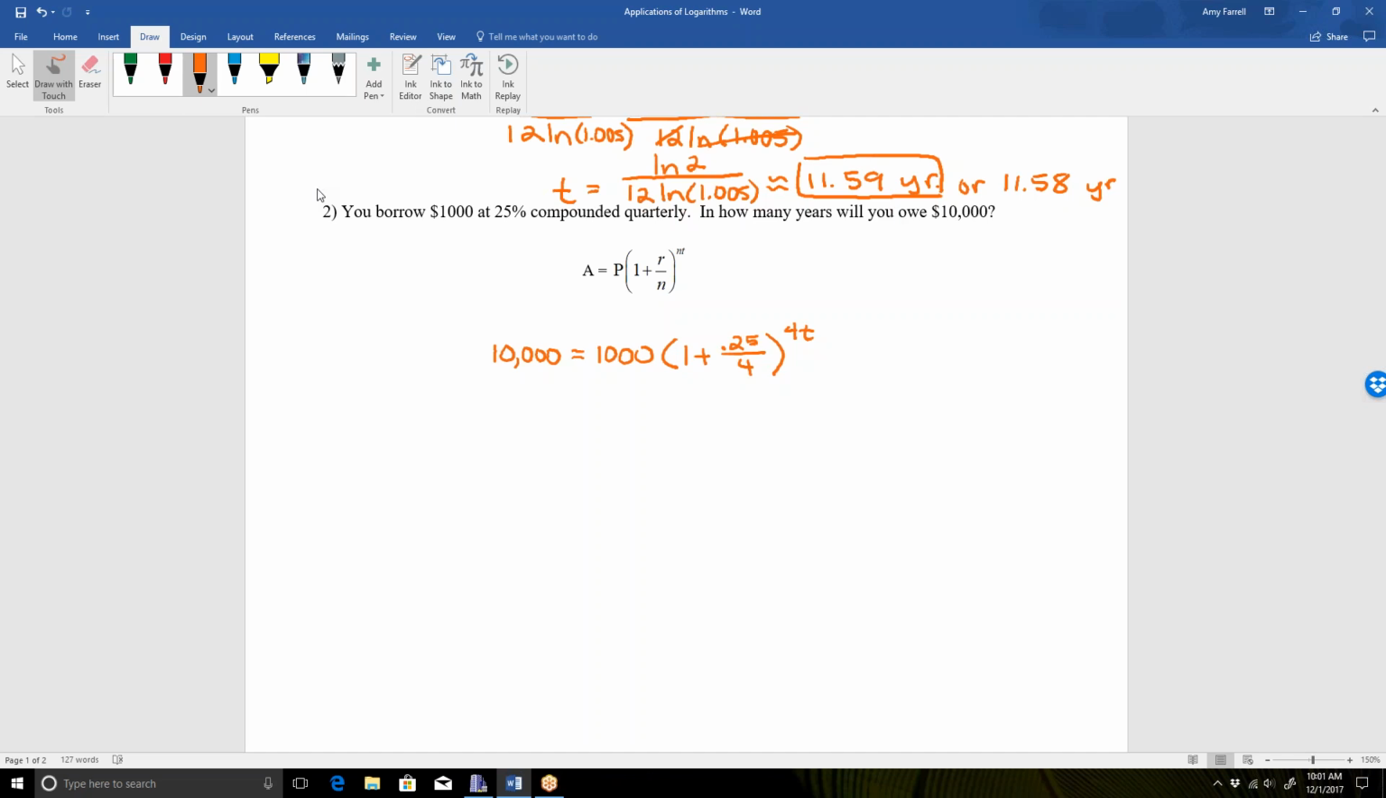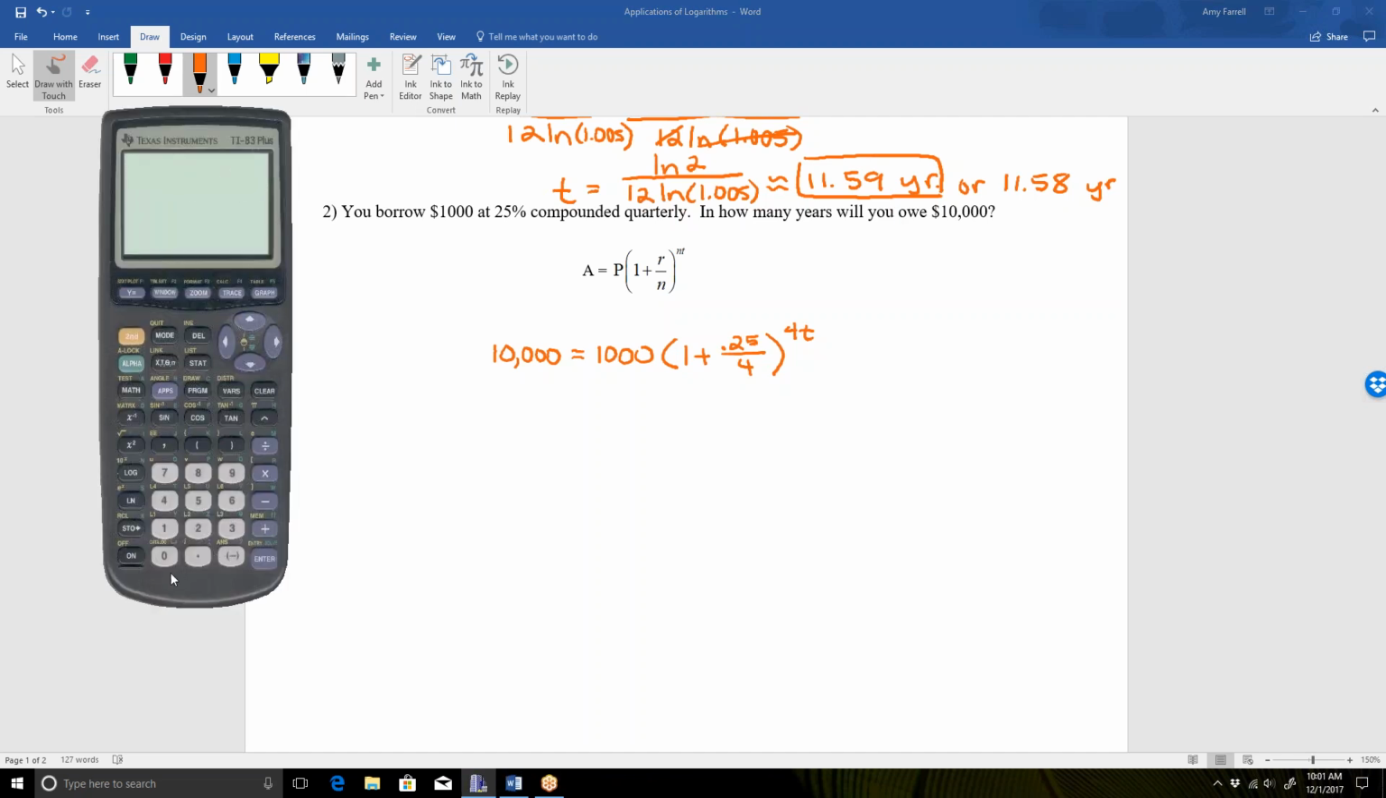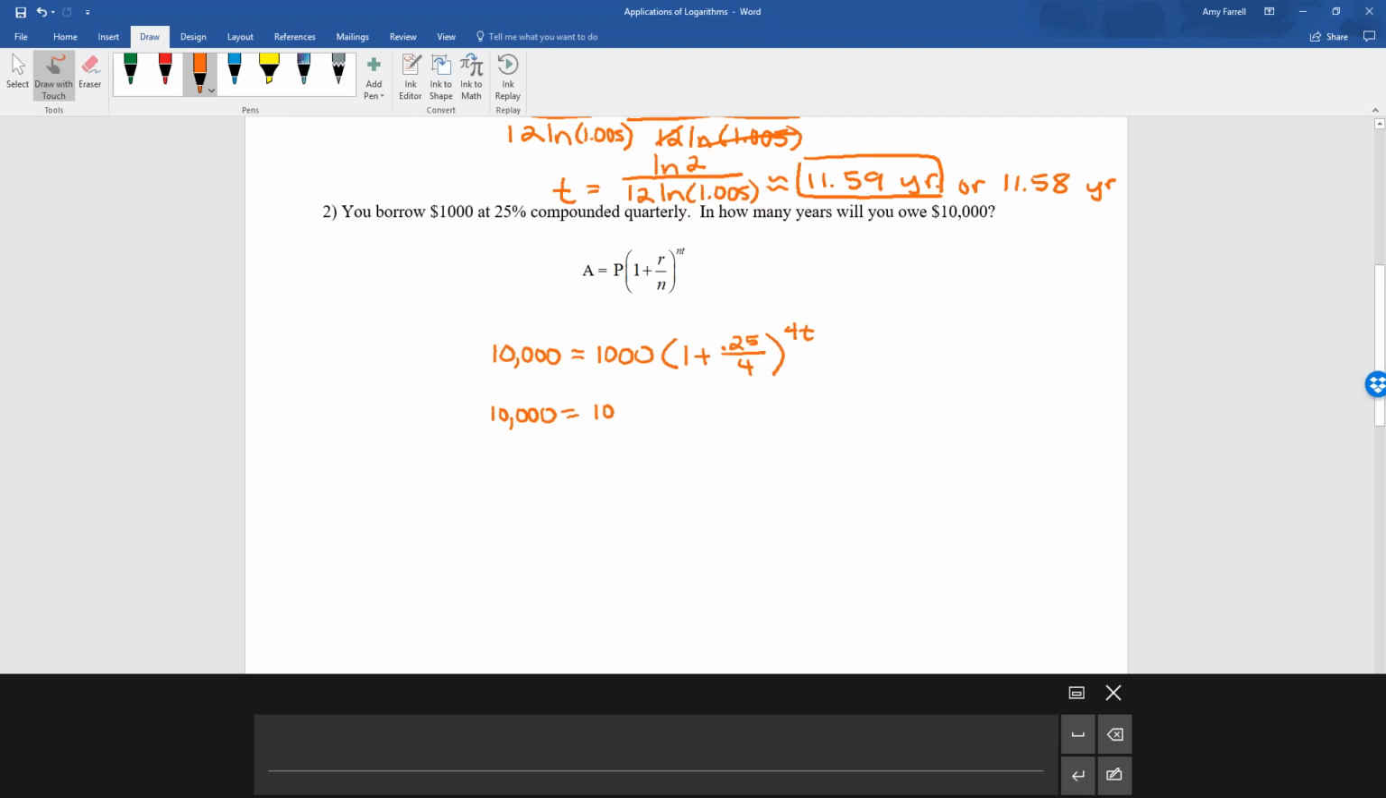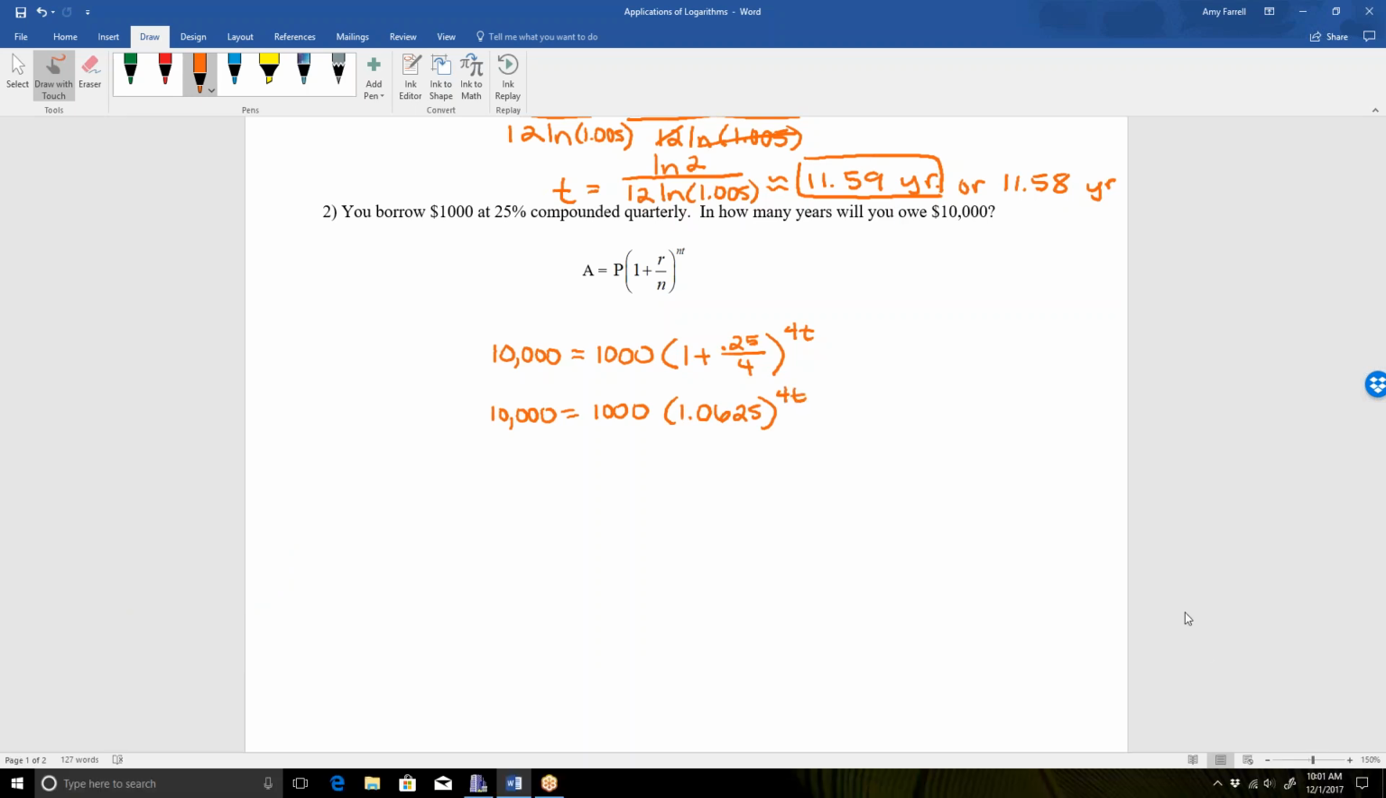0.25 divided by 4 would be 0.0625, and we can just do that in our calculator. So 0.25 divided by 4. So 0.0625, add the 1. So it looks like inside the parentheses we have 1.0625. So 10,000 equals 1,000 times 1.0625 to the 4t power. Okay, last problem I mentioned, we can't multiply 1,000 times this, but we can divide both sides by 1,000. So let's do that. And 10,000 divided by 1,000 is 10.